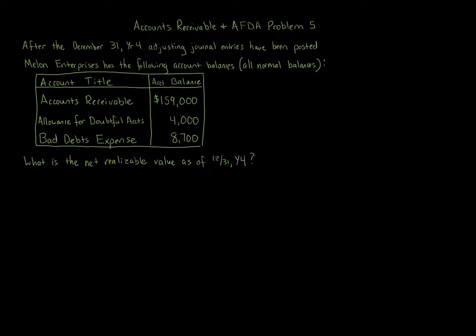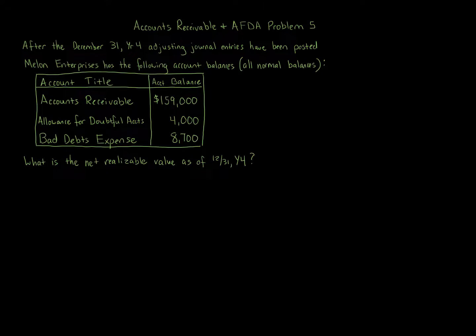Accounts Receivable and AFDA Problem 5. After the December 31st Year 4 adjusting journal entries have been posted, Mellon Enterprises has the following account balances, all normal balances. Accounts Receivable, $159,000 balance. Allowance for doubtful accounts, $4,000 balance. Bad debts expense, $8,700 balance. What is the net realizable value as of December 31st, Year 4?